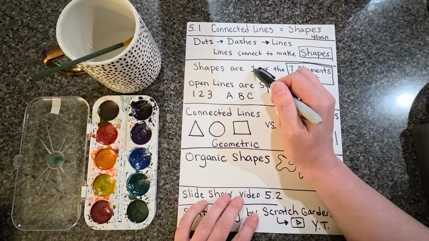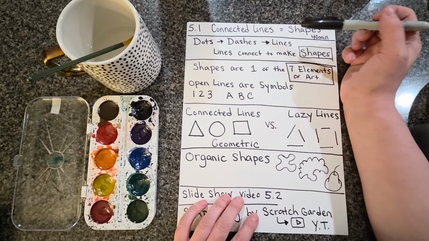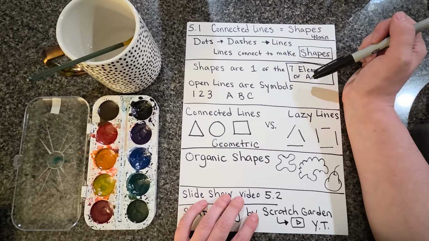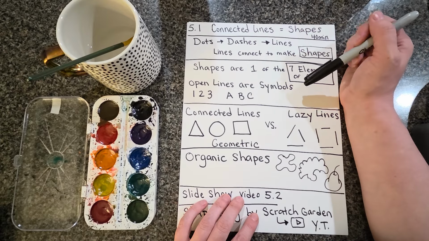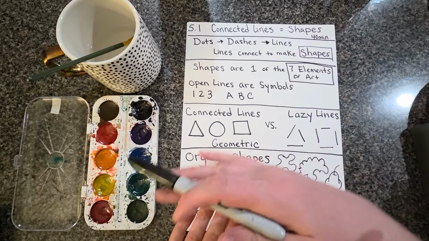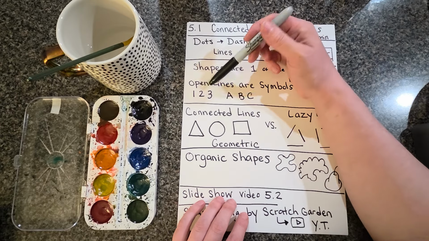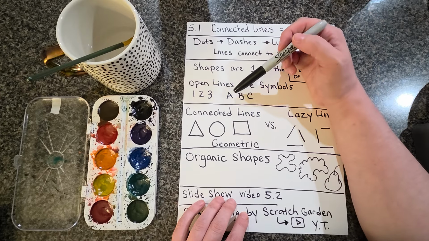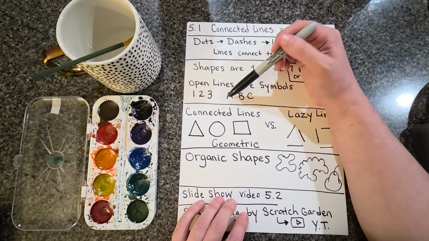Shapes are one of the 7 elements of art. Line is one of the 7 elements of art. So now we have 2 of the 7 elements that we're introducing in the 5th lesson. We're starting to build upwards with these concepts. Open lines are more like symbols. You can think of numbers. These are open lines. Letter B is closed, but these are symbols.